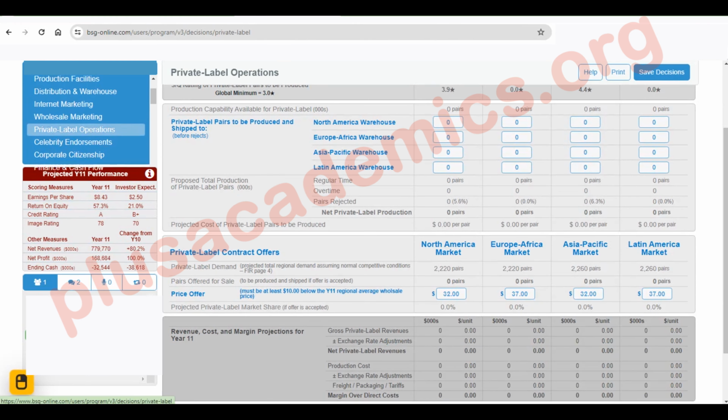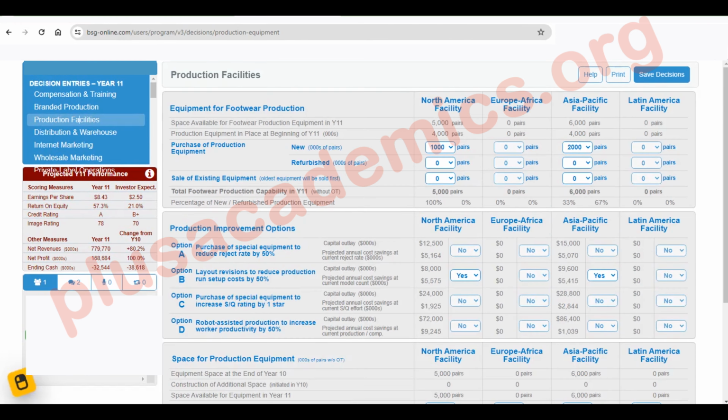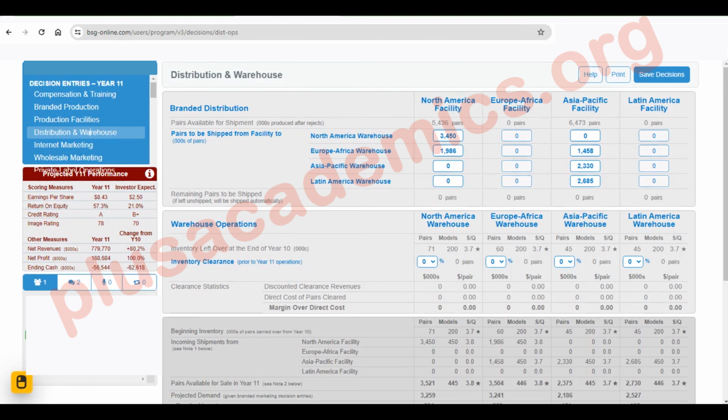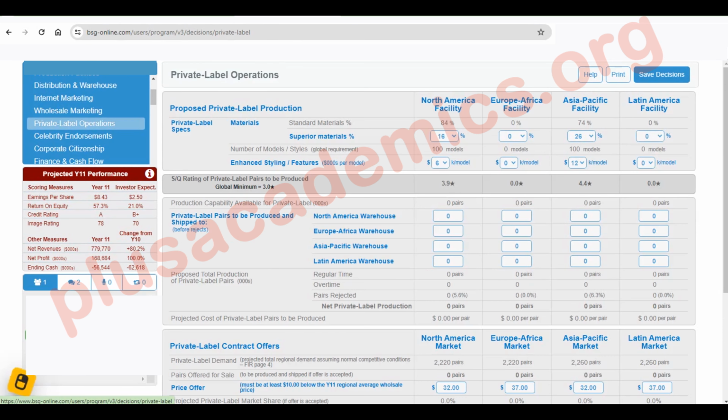Now let us go to production facilities, and we can buy additional spaces in Asia Pacific of 2,000. So the next section is private label, and we are not going to do anything in this section because we do not have capacity to meet the demand in this section.